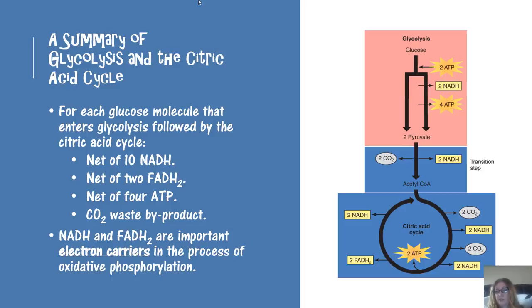So we'll get two in the citric acid cycle. We will get two carbon dioxides, two NADH, two more carbon dioxides, two more NADH, two more ATP, two FADH2, which is another electron carrier, and two more NADH.